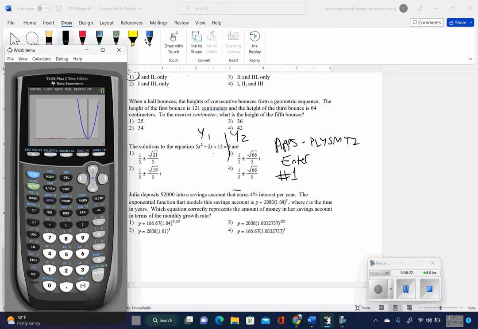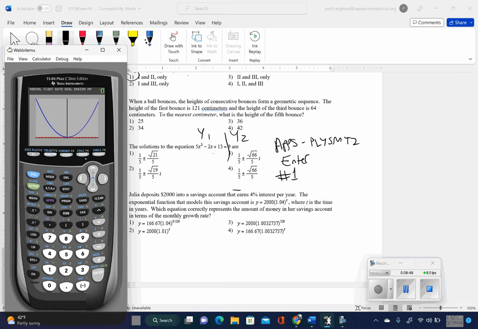Yeah, because that doesn't help me going to the left, right? Let me go back. Let me keep that at negative 10. Let me go to my Y min, right? And instead of 9, let's just go ahead and put negative 10. All right, now let's go ahead and hit graph. Let's see if that's better. All right, that looks like it's going to be better.